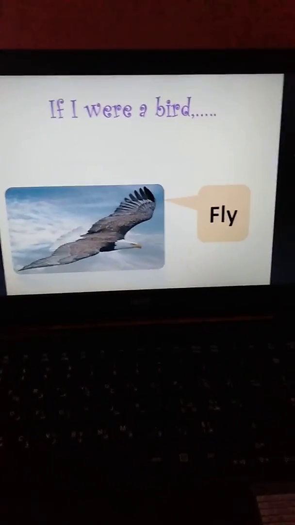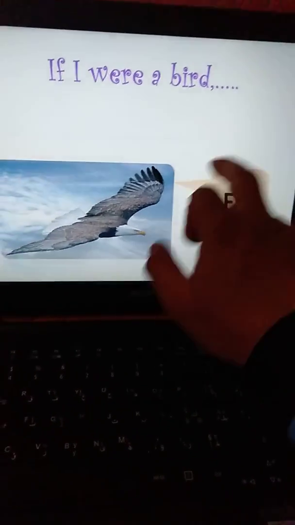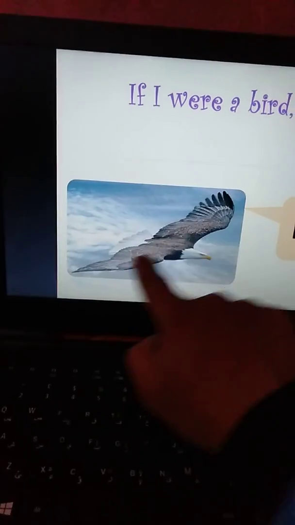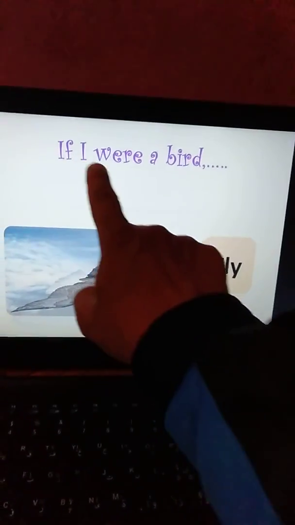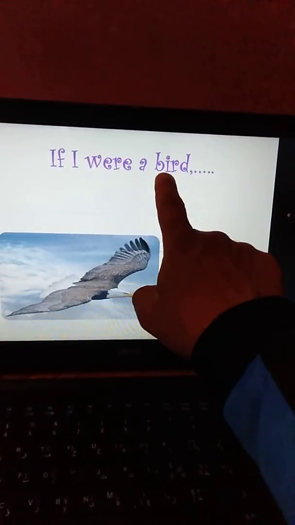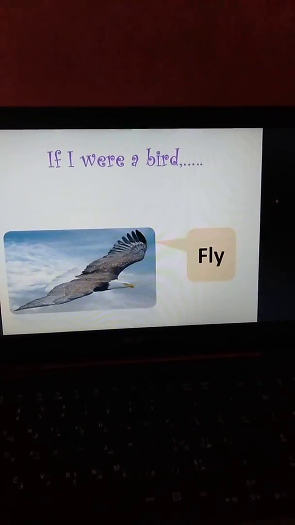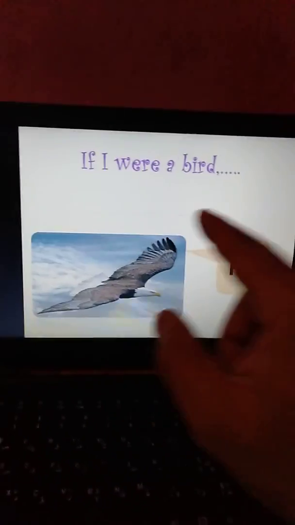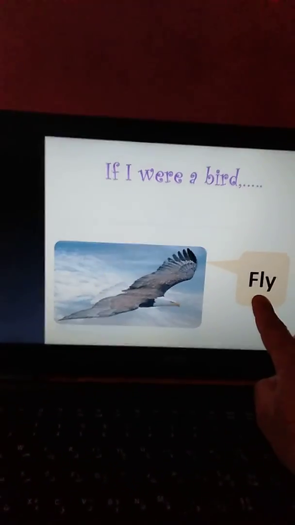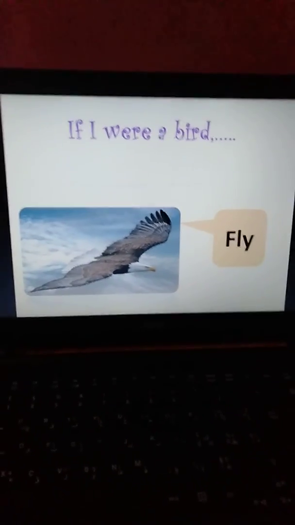Let's work on these exercises. You try to answer me. Okay? I give you here the if clause and the verb is fly. And this is a bird. So, what would you say? If I were a bird, very nice. If I were a bird, I would fly.